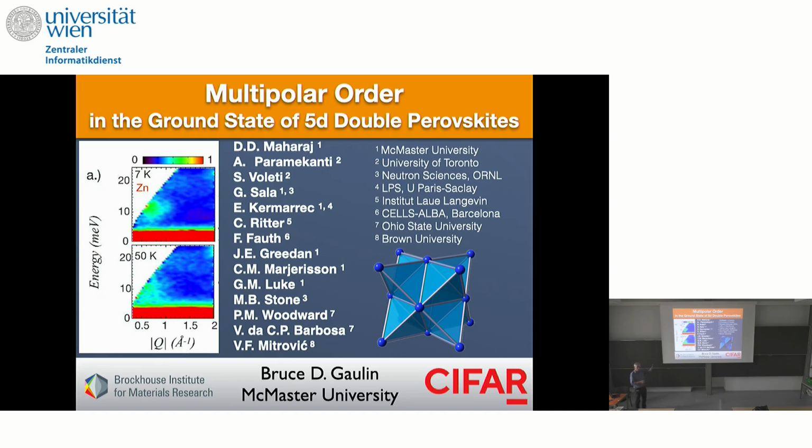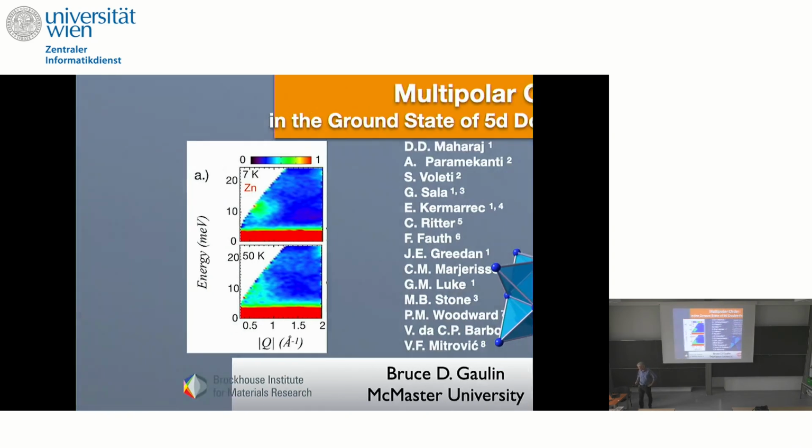Some of them are older, some of them are recent, but it's basically my group at McMaster University in Canada with a very strong collaboration with a U of Toronto theory group of Arun Paramekanti. And the people that you see here are a mixture of synthesis people, theorists, and neutron scatterers, and that's why there's, relatively speaking, a large number of collaborators.